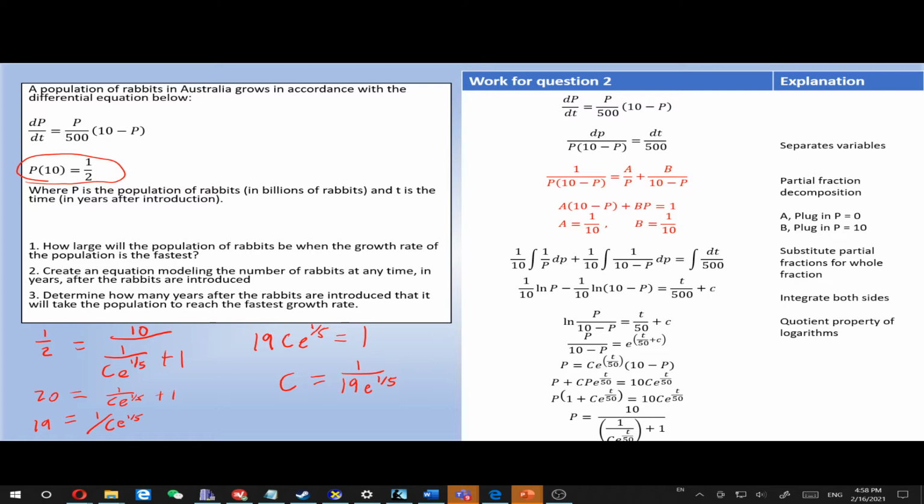Okay, and now that I've got my c term, I can plug that in to get a general form for our population. So therefore, our population is equal to 10 divided by 19 e to the 1/5 over e to the t over 50, plus 1. Okay, and then from this point, we can set p equal to 5 and solve for t in our graphing calculator, and that would tell us exactly how many years it would take the rabbit population to reach that growth rate.